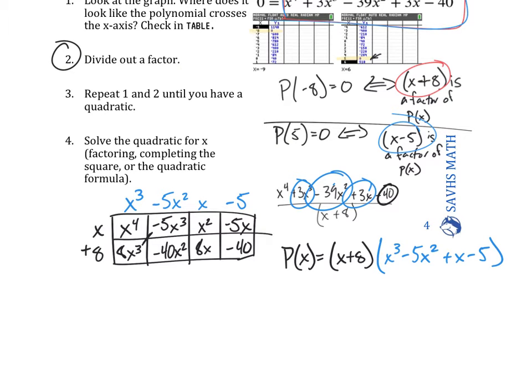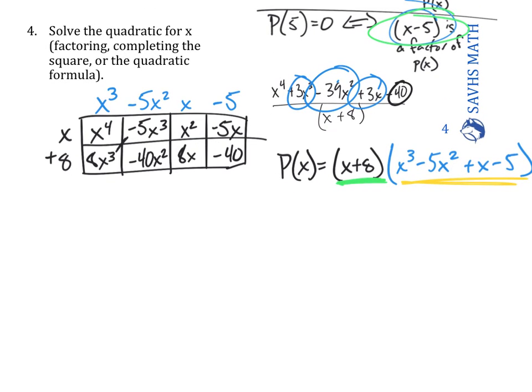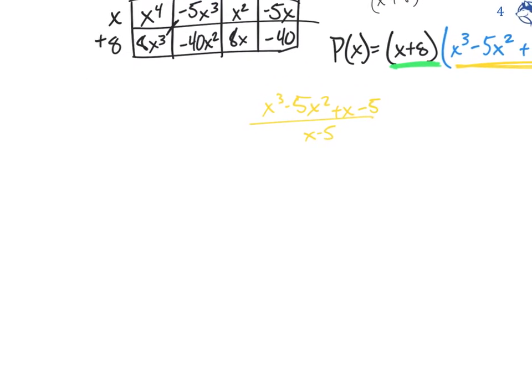Now, we can use this piece of information, that x minus 5 is a factor of p of x, but it's not a factor of this part because we've already used that part. So that means that we're actually going to take this part and divide it by x minus 5. So the next part we're going to do is rewrite that, x cubed minus 5x squared plus x minus 5 divided by x minus 5. So that's what I'm going to do right here.